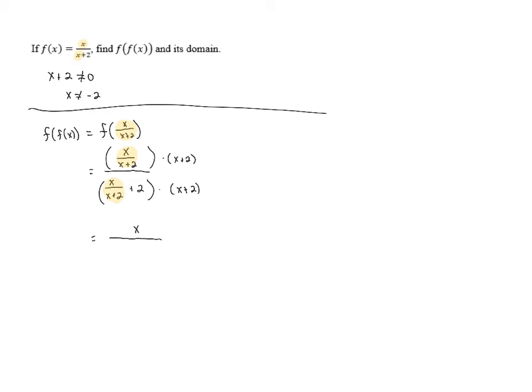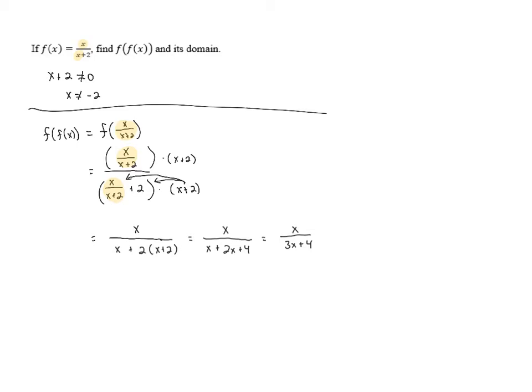In the bottom, we're going to have to distribute to both of those terms. When we multiply the first part by x plus 2, the x plus 2's cancel, and we're left with x. Then we have plus 2 times x plus 2. Now, let's go through and simplify the denominator. If we distribute the 2, that's going to be x plus 2x plus 4. And x plus 2x is 3x. So we end up with x over 3x plus 4 as our composition.